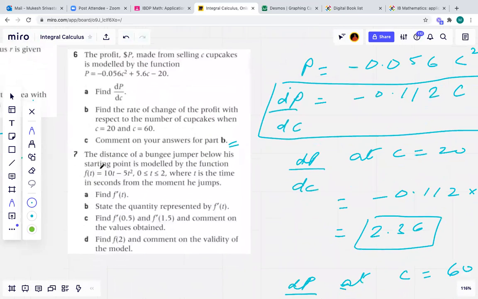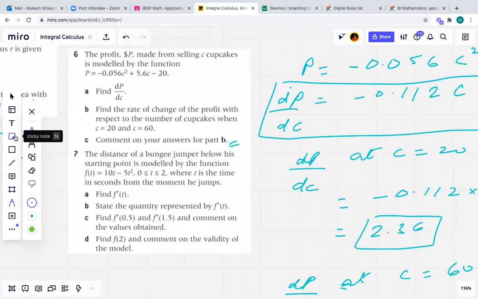The distance of a bungee jumper below a starting point is modeled by the function.